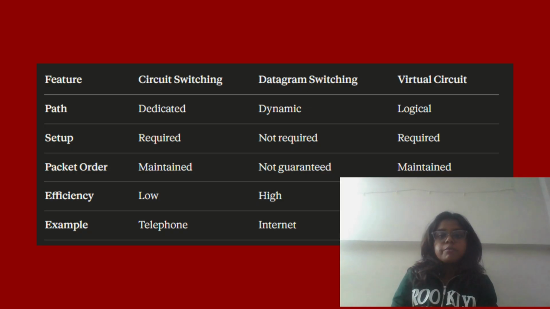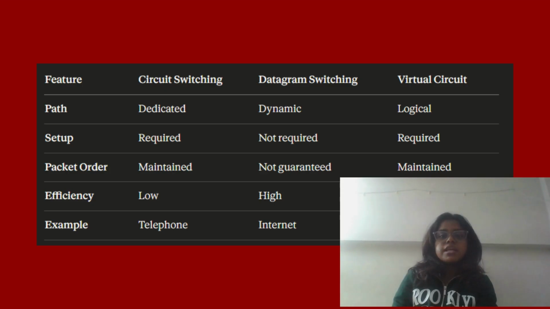Instead, each router makes a routing decision for every packet based on current network conditions such as congestion and availability of paths. Because of this independence, packets belonging to the same message may take different routes, experience different delays, and arrive at the destination out of order. Some packets may even be lost during transmission. The responsibility of reordering packets, detecting losses, and requesting retransmission is handled by higher layer protocols such as TCP, not by the network itself.